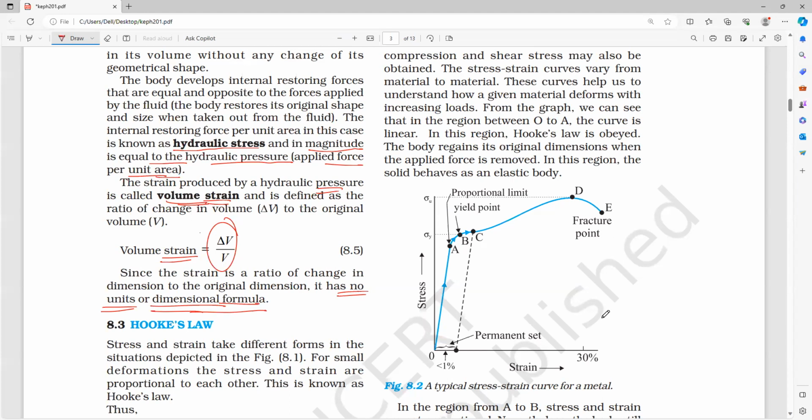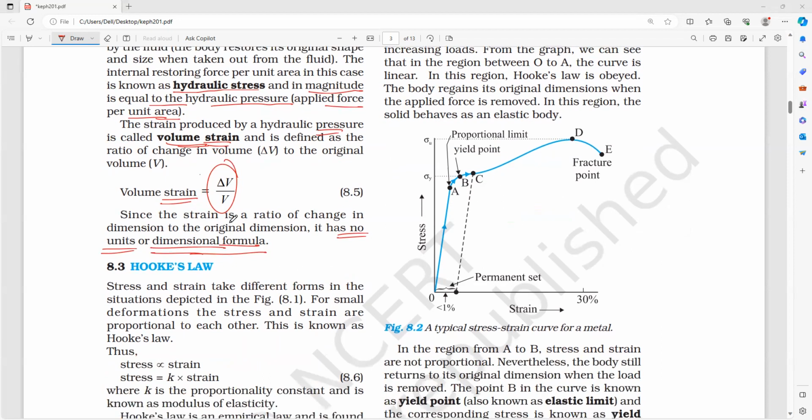I hope you are all clear till here. Anybody having any doubt, you can ask me. Any doubt? Understand, everybody? Yes, please. All of you? So this is what we call volumetric strain.